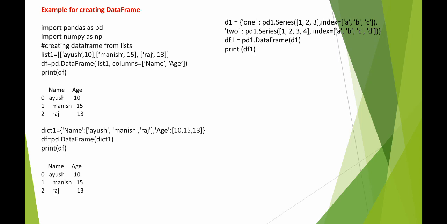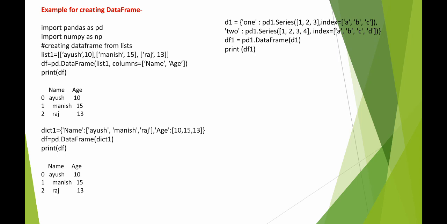Now in the second key, 2 will be the key here, and the elements pd.Series 1, 2, 3, 4 will be the elements for that column. Again, we have given the index a, b, c, d. Now here we have a problem: in the first line we have written the index as a, b, c, and in the second one the index a, b, c, d.